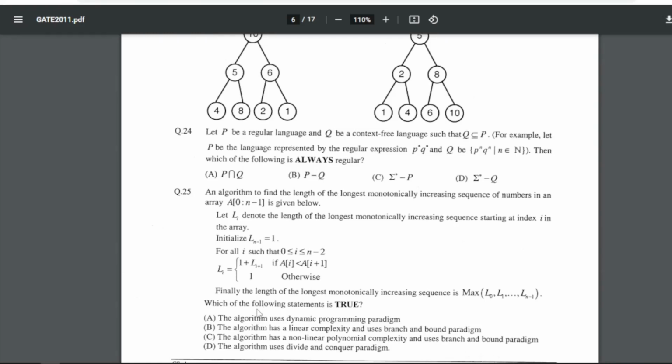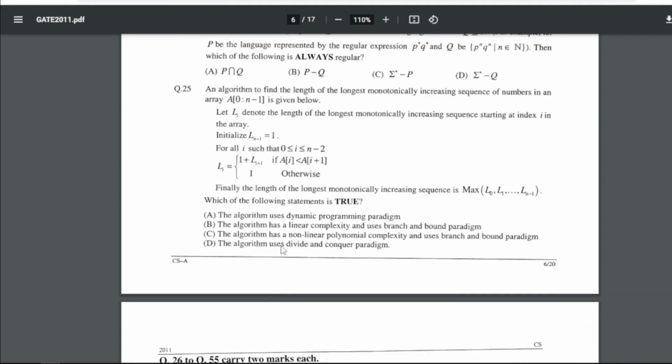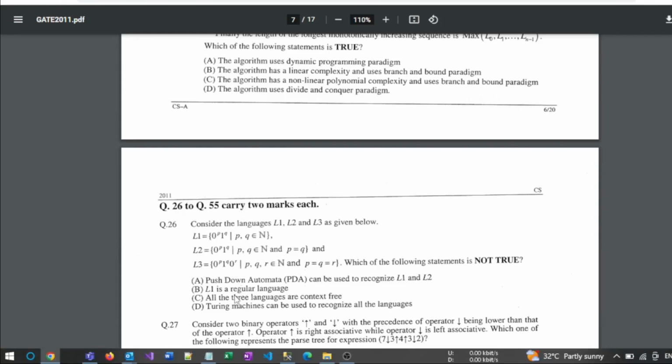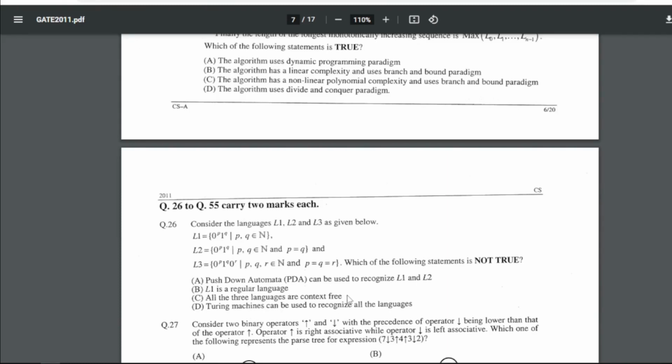In that case, for 25 our answer will be A, that is the algorithm uses dynamic programming paradigm. For 26, consider the languages L1, L2 and L3 as given below. Now it is asking which of the following is not true. So for 26 our answer will be C, that is all the three languages are context free. So this is not true in this case.